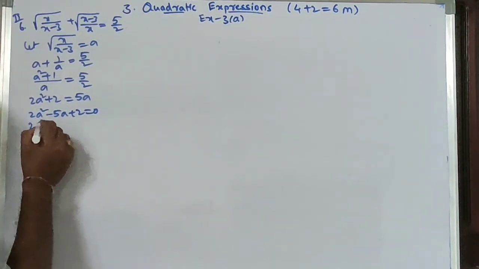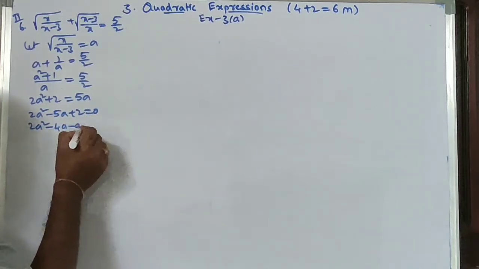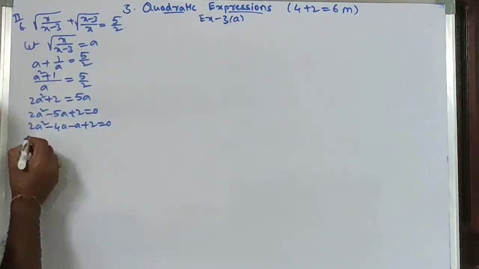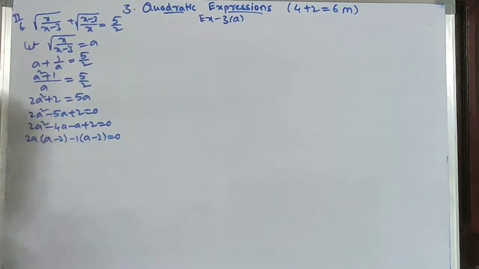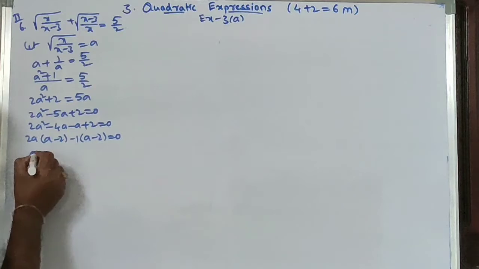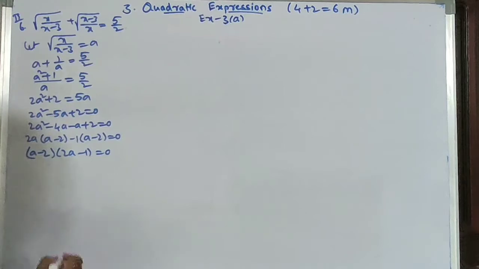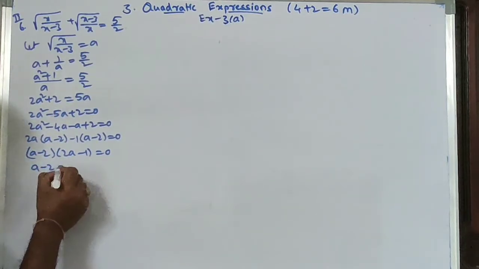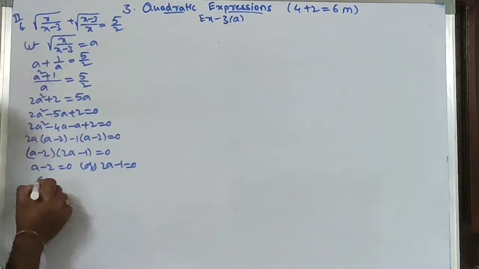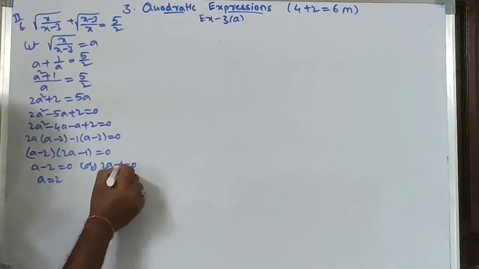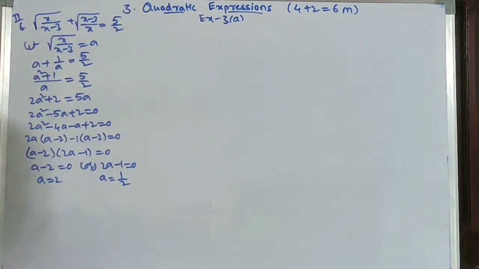Factorization: 2a square, 2 into 2, 4, 4 into 1, 4. 2a square minus 4a minus a plus 2 equal to 0. 2a common, a minus 2. Minus 1 common, a minus 2 equal to 0. So a minus 2 common, 2a minus 1 equal to 0. So either a minus 2 equal to 0 or 2a minus 1 equal to 0. A equal to 2, or a equal to 1 by 2.